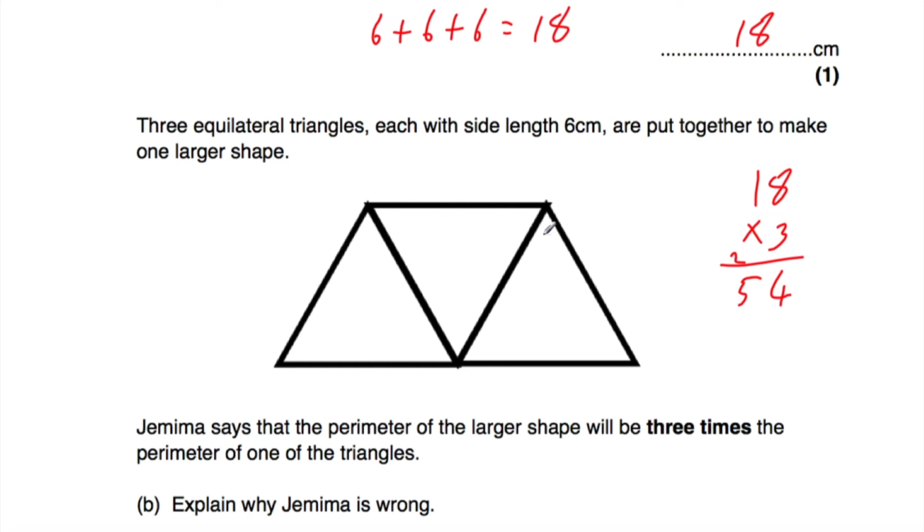Now, if Jemima is right, the perimeter of this shape will be 54 centimeters, because the perimeter of one of the triangles was 18 centimeters. And if we times that by 3, that's 54 centimeters. So Jemima is saying the perimeter of this shape will be 54 centimeters. Well, let's check it out and see.